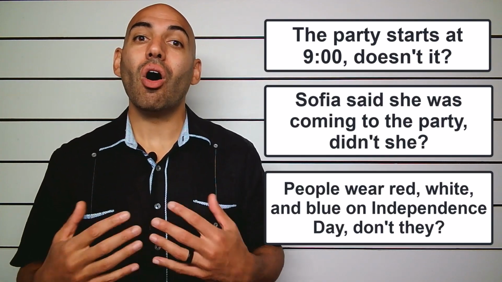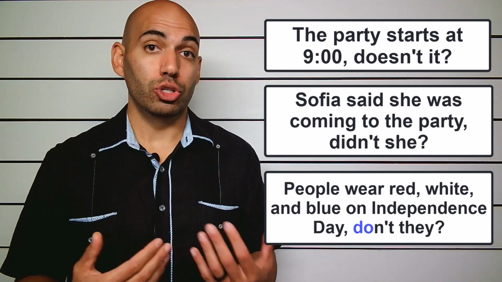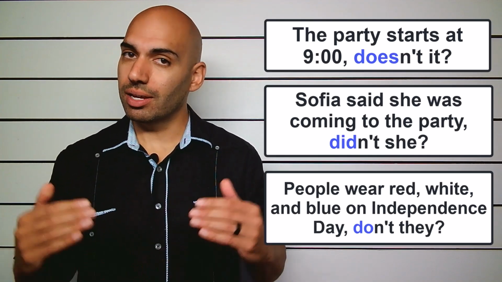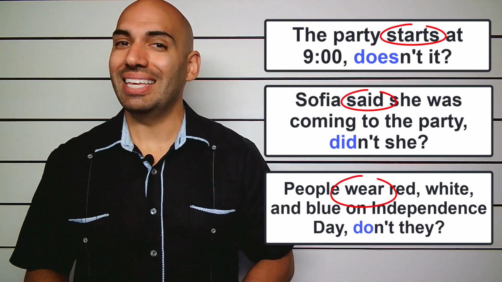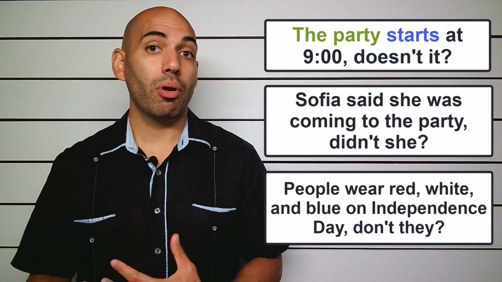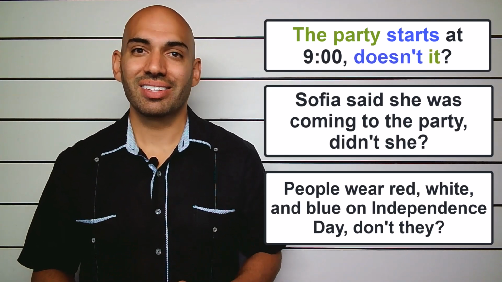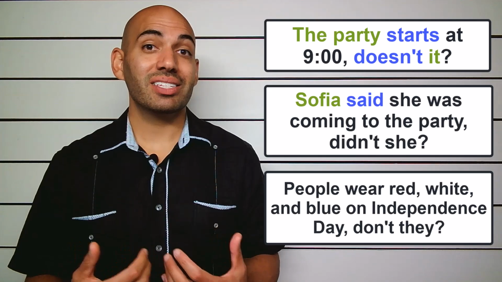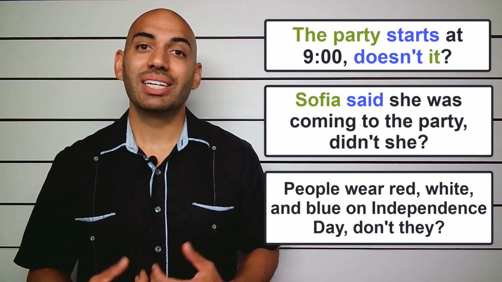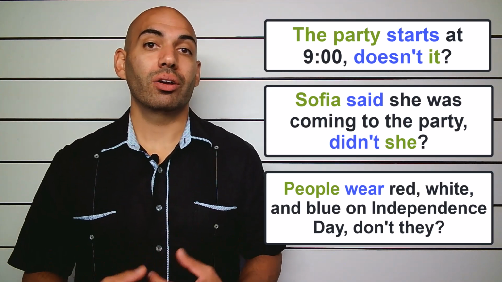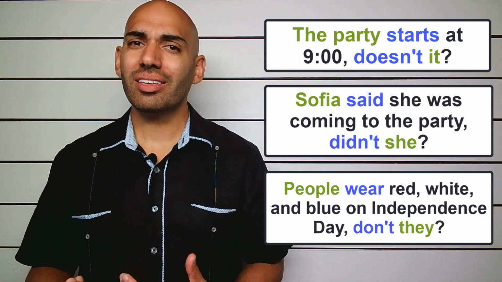Remember, all of the verbs do, does, did in the tag questions, connect with the verb in the sentence. The party starts. Doesn't it? She said. Didn't she? People wear. Don't they?